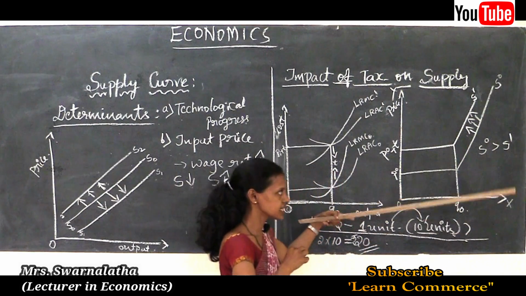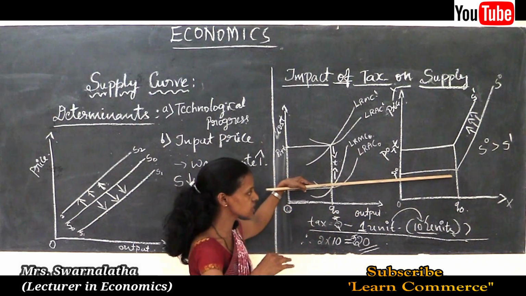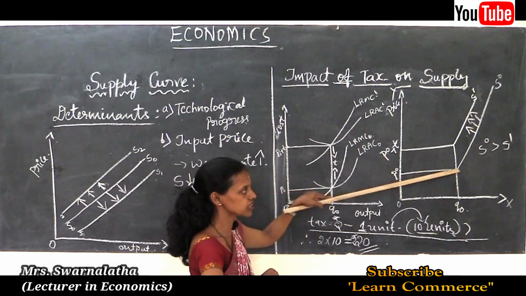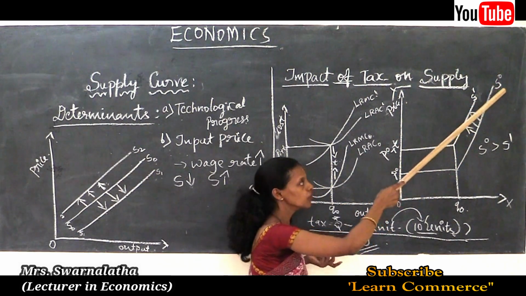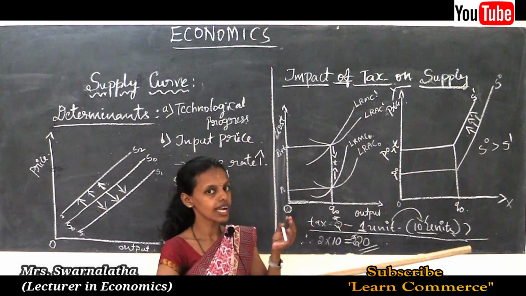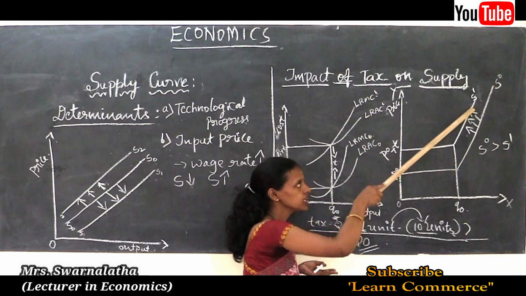What it shows is that before the imposition of tax, before the imposition of a unit tax per unit of sale of output, our supply is high. When the tax rate is more, that leads to a reduction in the sale of output from S0 to S1.